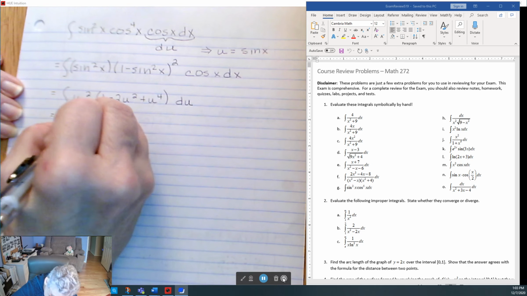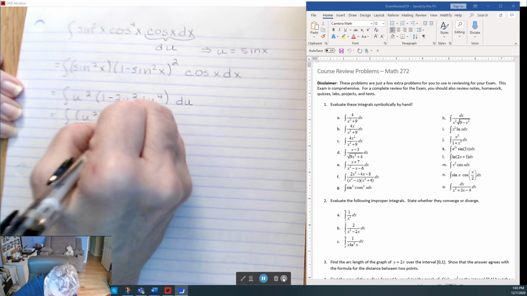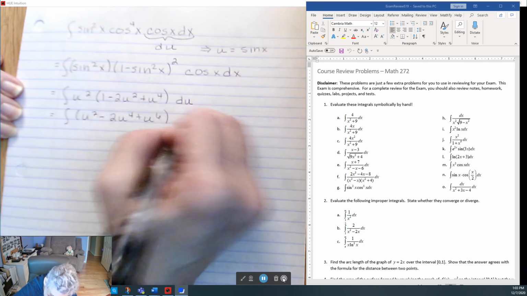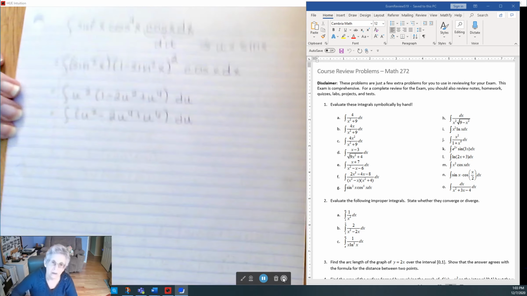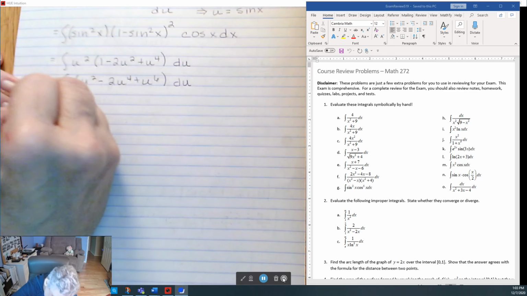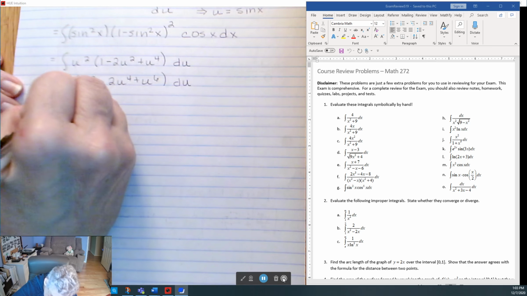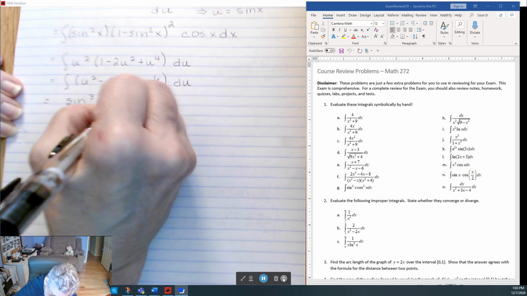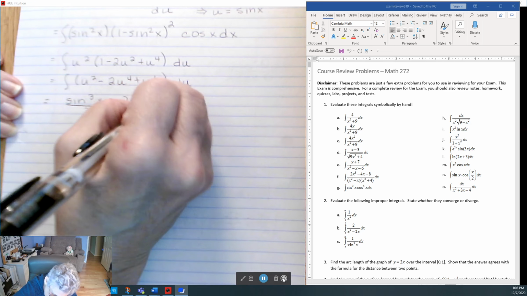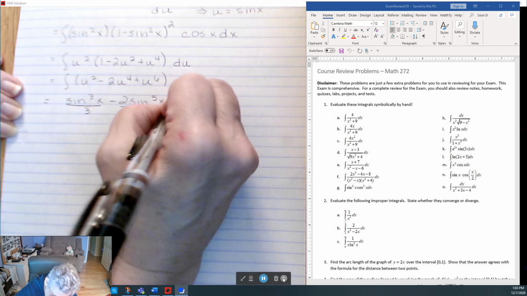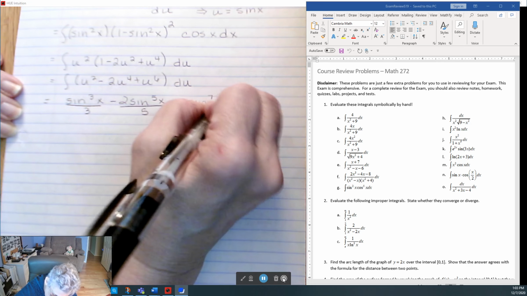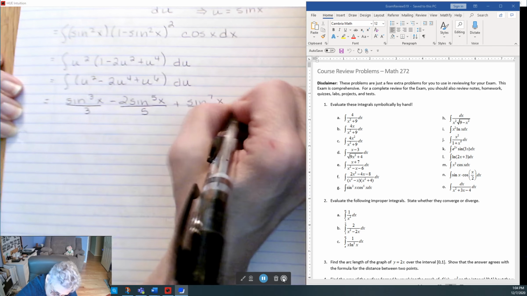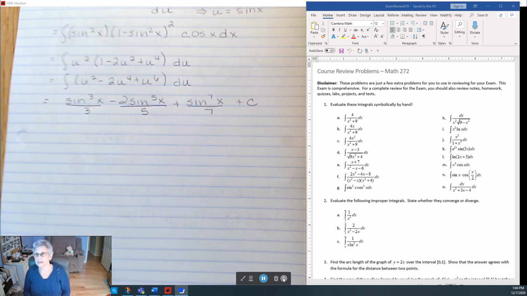Distribute. And because we've done lots and lots of these, I'm going to go ahead and bring sine back. Sine cubed of x over 3 minus 2 sine to the 5th x over 5 plus sine to the 7th of x over 7 plus a constant. We'll make our way down the other column in the next video.